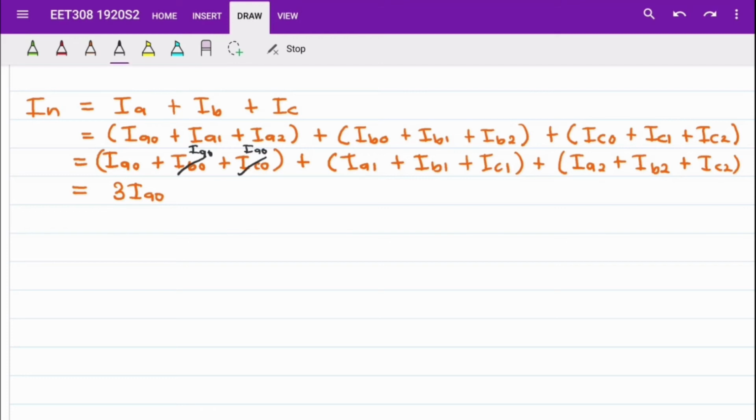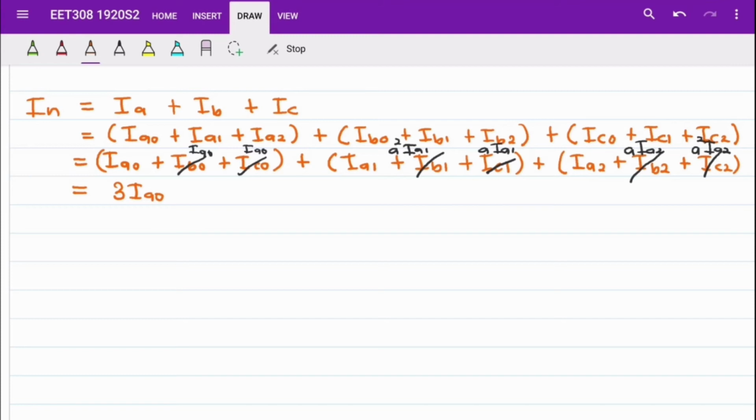So from previous discussion, we know that IB1 is equal to a to the power of 2 times IA1 and IC1 is equal to a times IA1. Then IB2 is equal to a times IA2 and IC2 is equal to a to the power of 2 times IA2. Now we can write the equation for positive sequence and negative sequence.